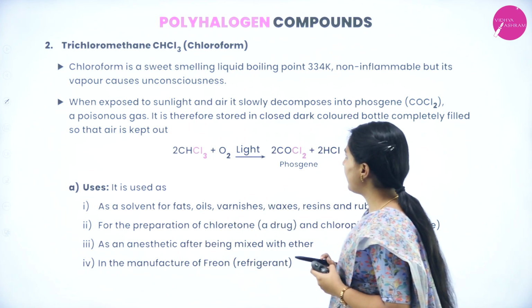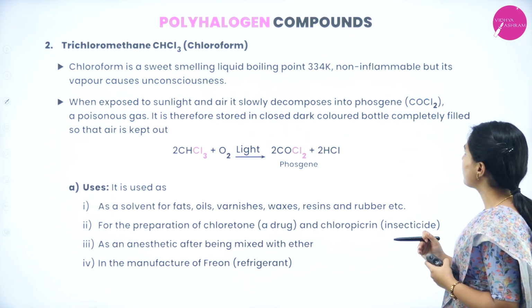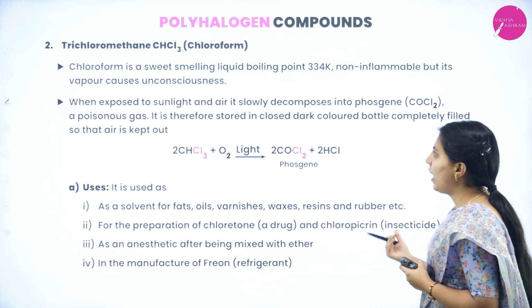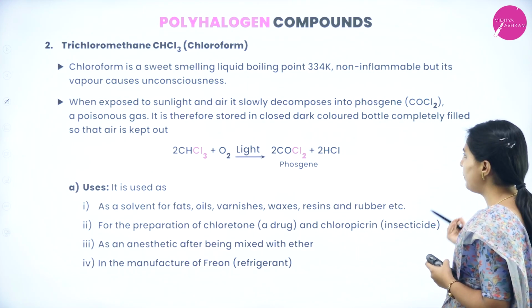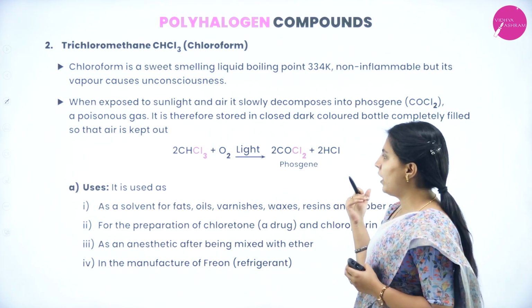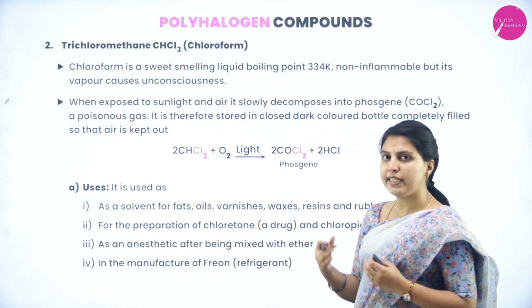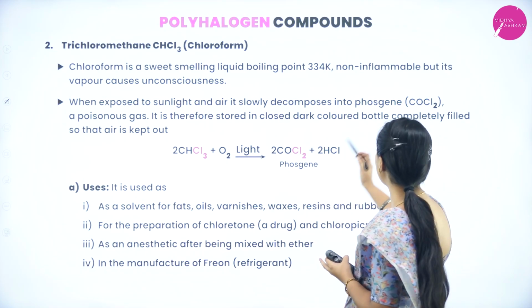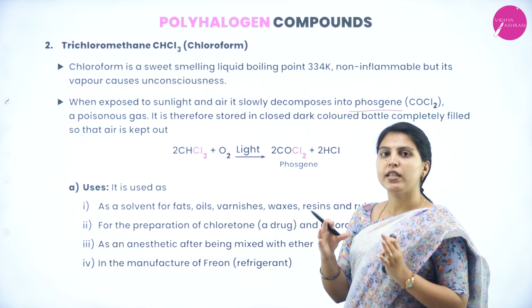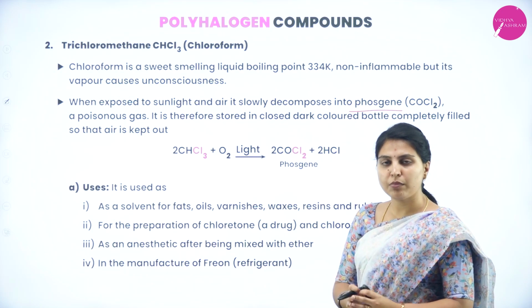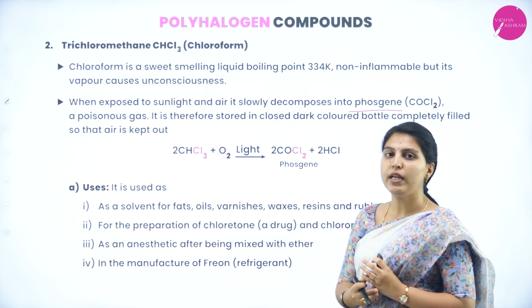When exposed to sunlight and air, it slowly decomposes into phosgene, a poisonous gas. It is therefore stored in closed dark colored bottles, completely filled so that air is kept out. When it is exposed to sunlight, it will form the compound called phosgene, which is a poisonous gas. So, it will be kept completely in a dark bottle which should not be exposed to sunlight.